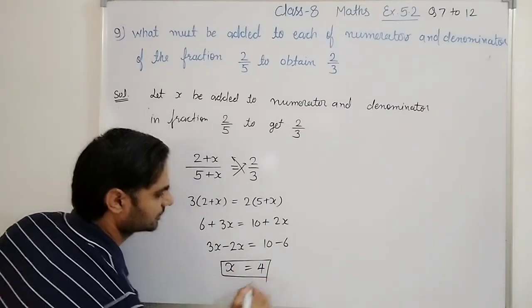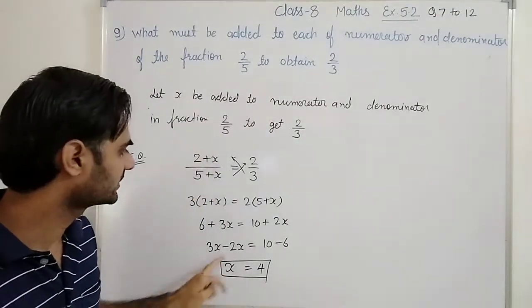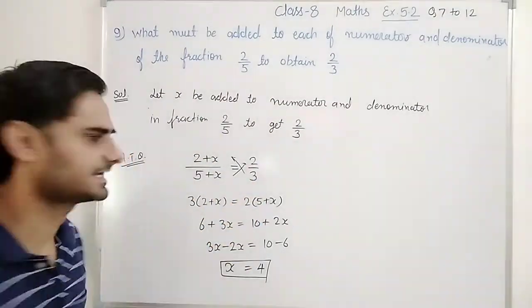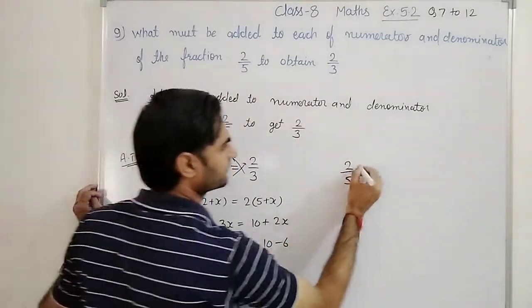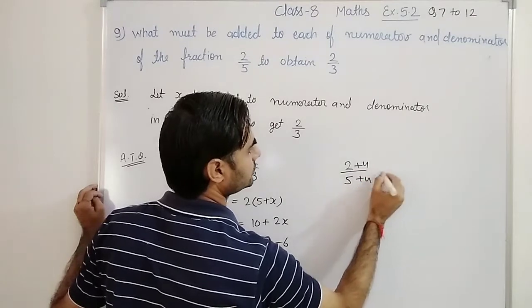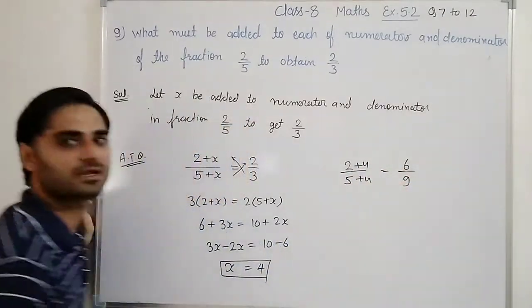This is the value which we will have to add in numerator and denominator so that we can get 2 upon 3. Let's check this one. Is it or not? 2 upon 5. We have to add 4 now. In this one we will add 4. In this one also we will add 4. 4 plus 2 equal 6. 5 plus 4 is equal to 9.